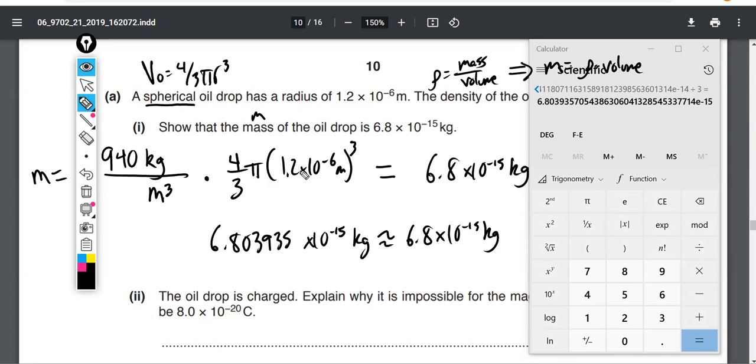So I encourage you to just type it in and make sure that you show something like this. Like, yep, I've shown that the mass is indeed that, based on the definition of density and the volume of a sphere. Kind of two important things you have to know to be able to do that.